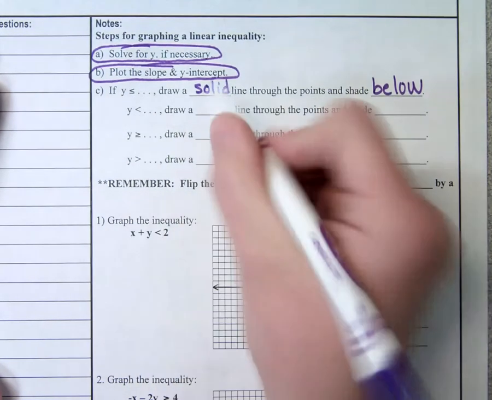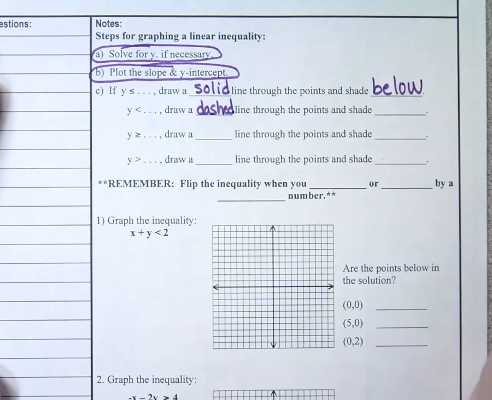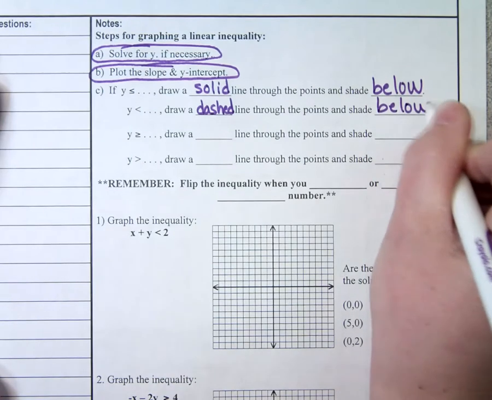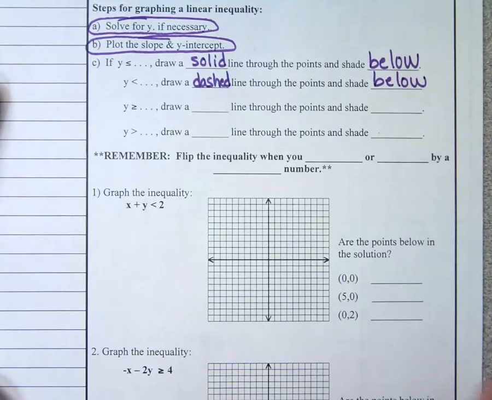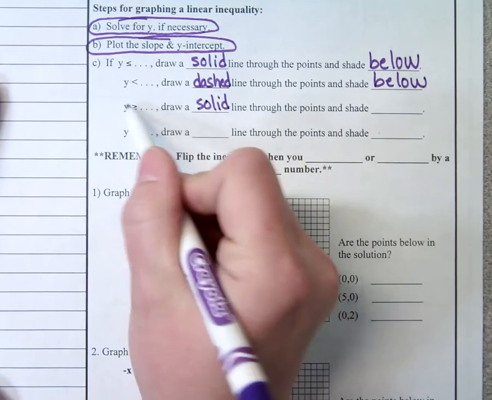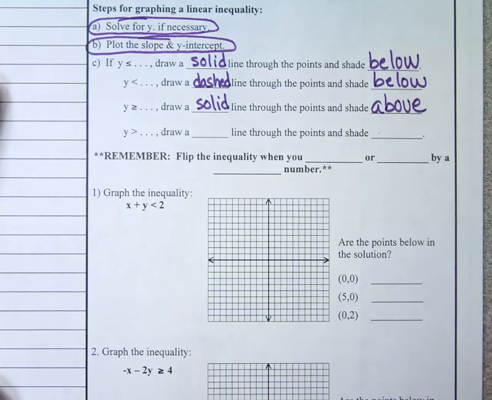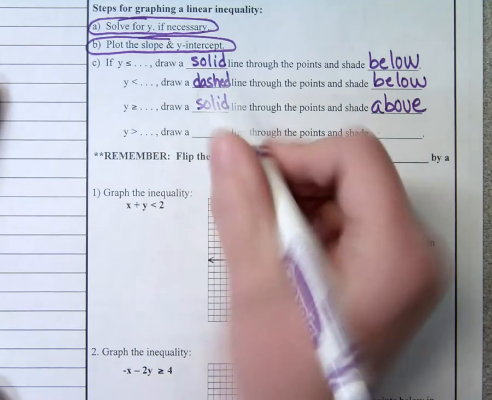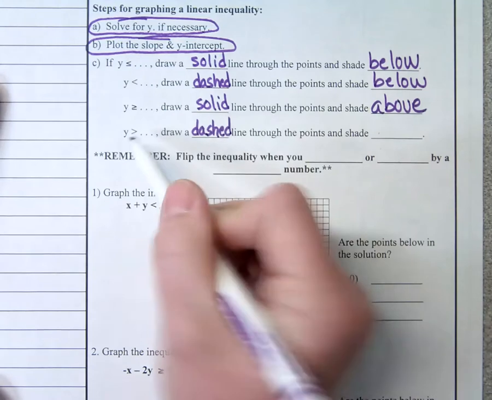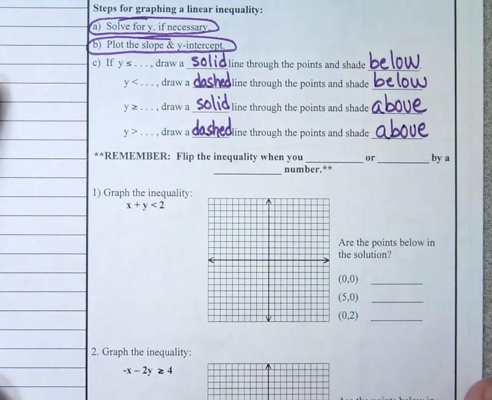This one does not have an equals, so this will be a dashed line or a dotted line. Because it is less than, I shade below. This one has an equals, so it is a solid line. And because it's greater, I'm going to shade above the line. This one has no equals, so it is dashed or dotted. And because it's greater, I shade above. I'll review.